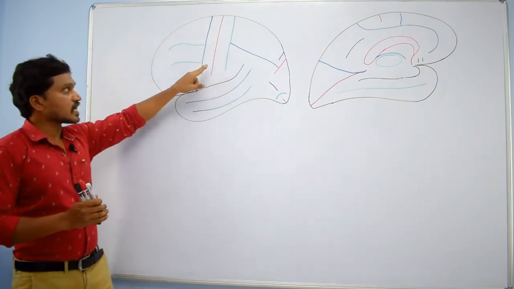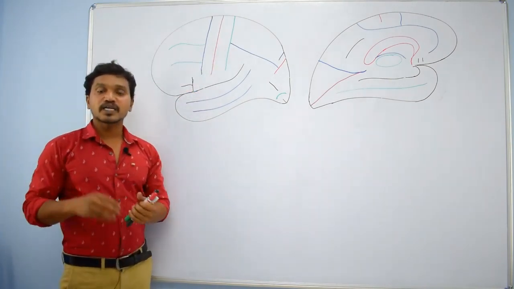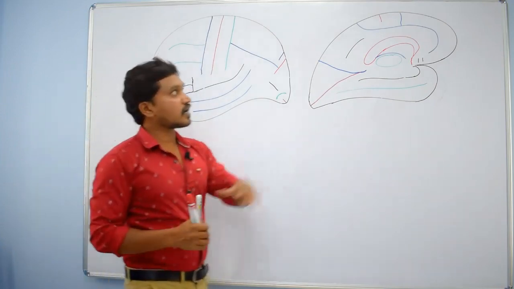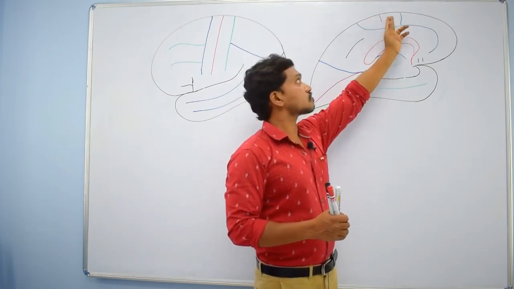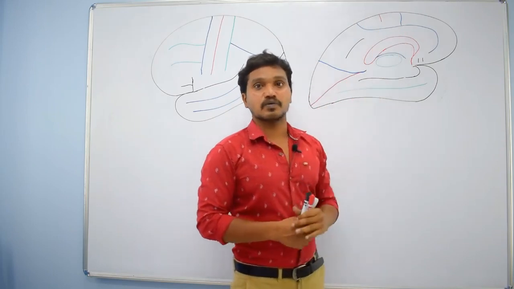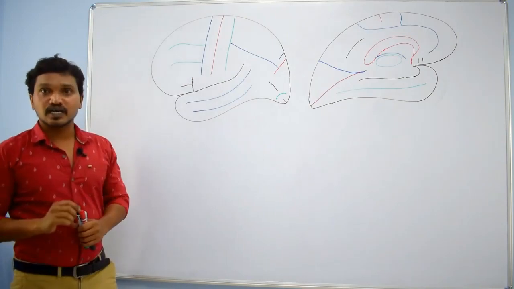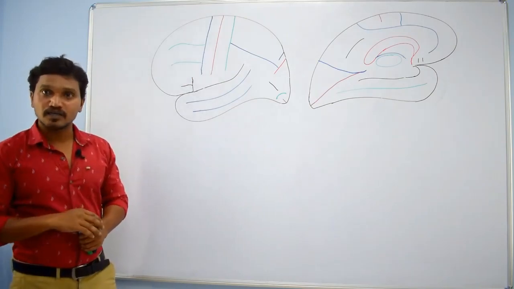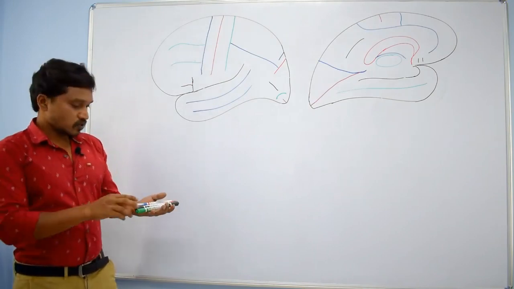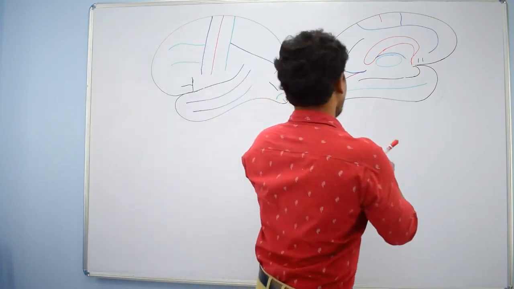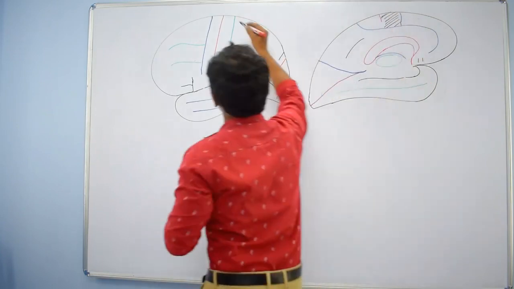First, the central sulcus. Anterior to the central sulcus, this is the gyrus. This gyrus we call the precentral gyrus. And this is the anterior part of the paracentral lobule. You know, this is the paracentral lobule. The anterior part of the paracentral lobule and the precentral gyrus, together called the primary motor area. So this is the primary motor area here.